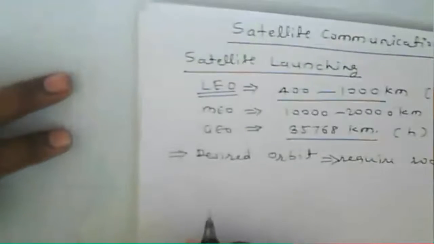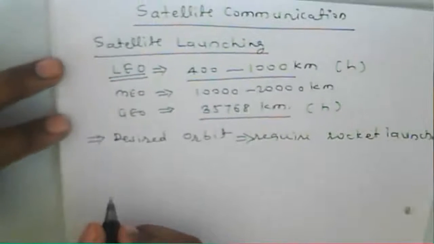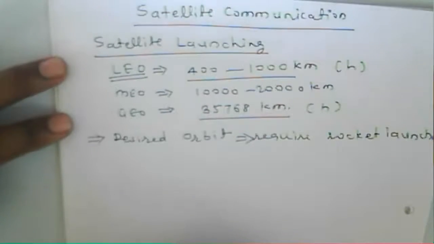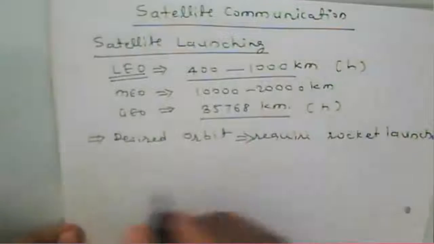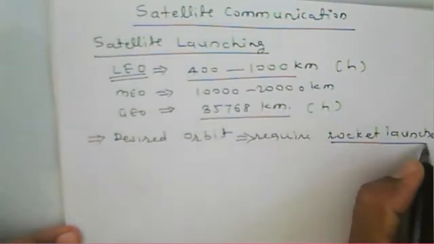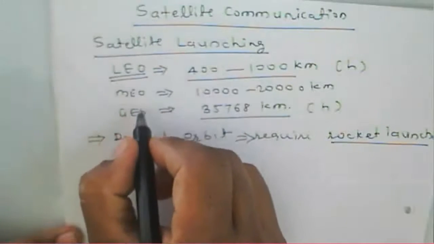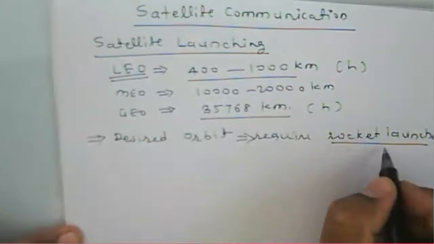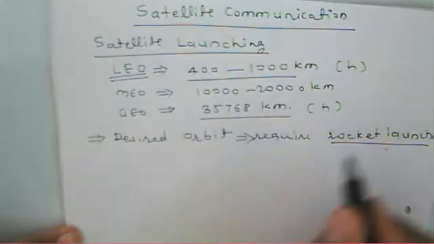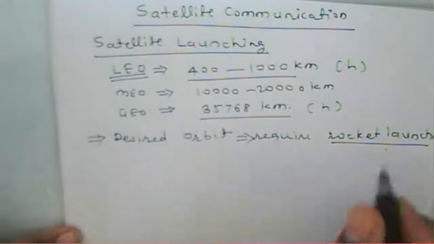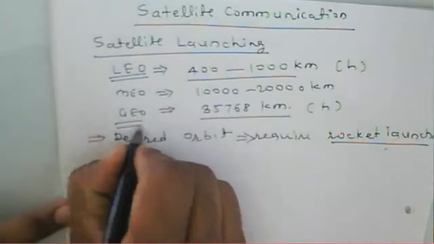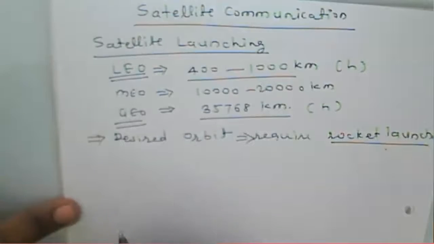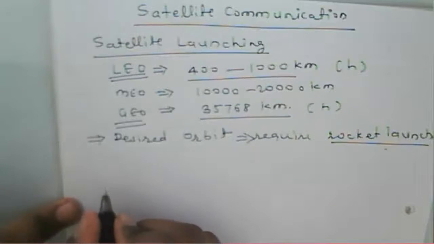In the case of the rocket launcher we are using here, for different orbits, different stages of the launch vehicle are to be used, so that we can place the satellite in the geostationary orbit, or a geostationary satellite at the given orbit.